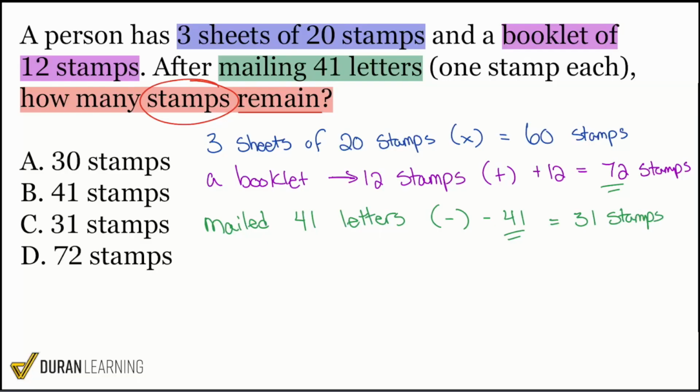And there it is, my party people. There we are. Hopefully we're feeling pretty good about this one. Even if we didn't get it correct, hopefully we feel good about the solution. But there we go. The correct answer here is 31 stamps. Answer choice C.